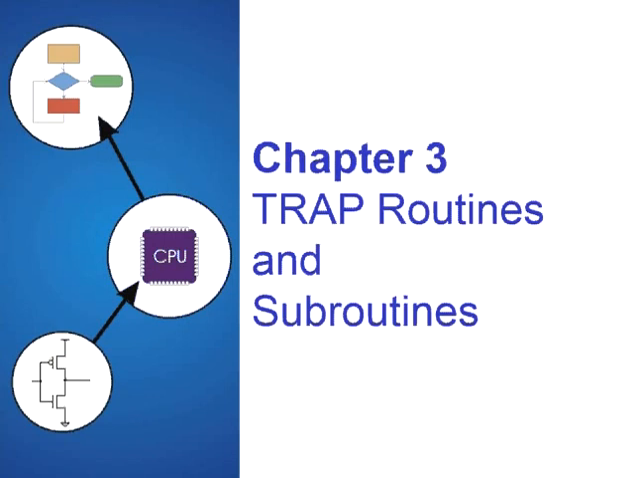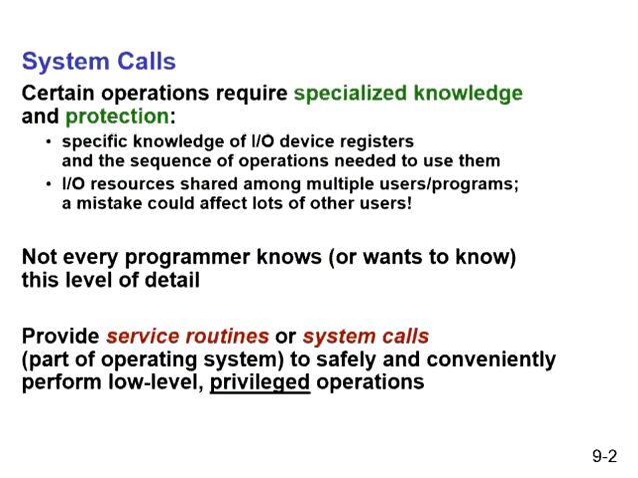Now today we study chapter 3 about trap routines and subroutines. Firstly, to understand system calls. So what are they? When you write a program, maybe you want to input or output. For example, you want to input a character from the keyboard, or you want to output a string of characters to the screen. At that time, you can use subroutines or system calls.